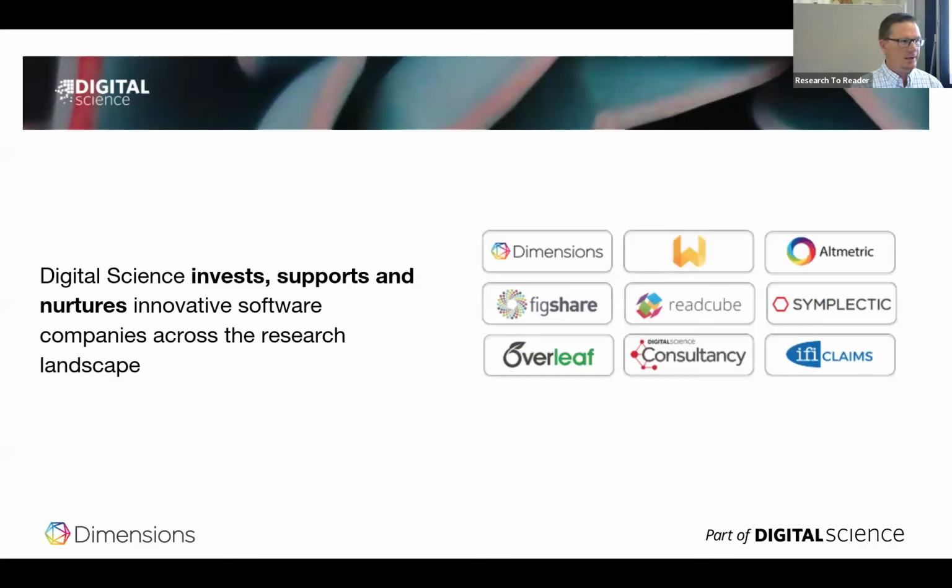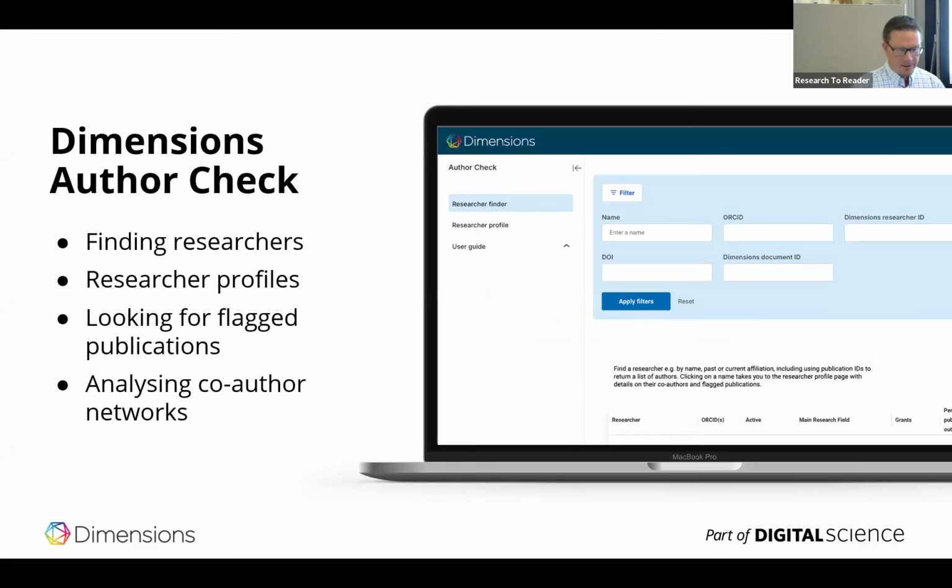So if you don't know what Digital Science is, you may actually know more about the brands that we have in scholarly publishing, things like Dimensions, Figshare, Altmetric, ReadCube, and Overleaf. But today we're going to be talking about a new product we developed that's alongside of the Dimensions product itself.